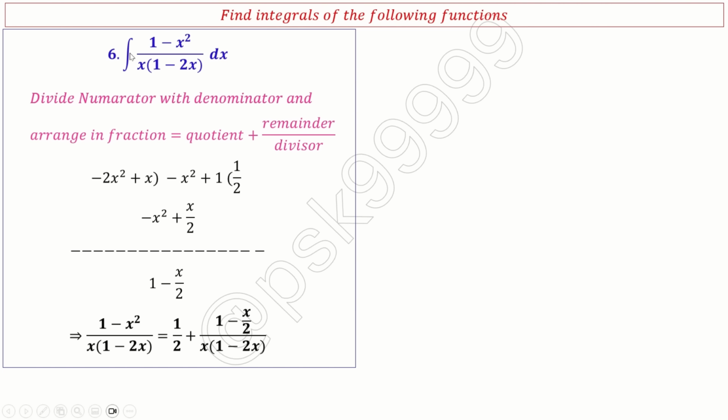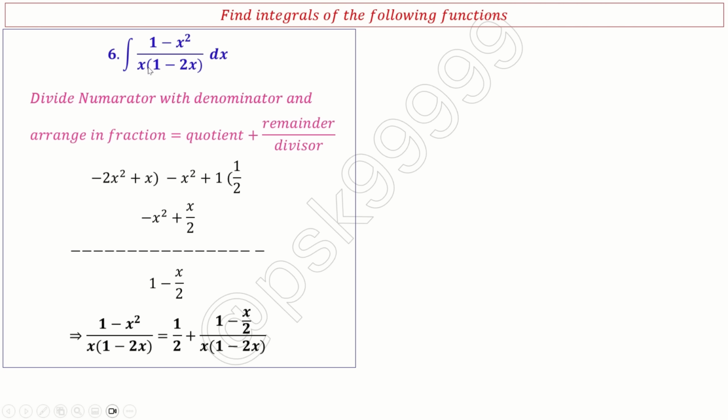Okay, (1 minus x square) divided by x into (1 minus 2x) dx. So this looks complex, right? If you want to solve this one, you have to remember your partial fractions, all the ways how you actually solve partial fractions. This is the very raw way. If you really can't solve it any other way, this is the best way.